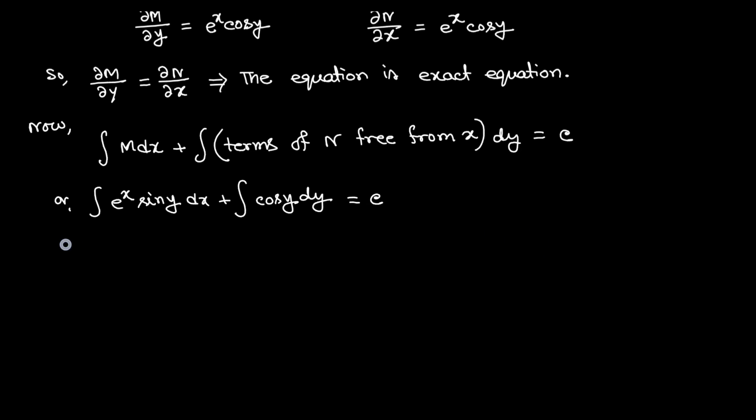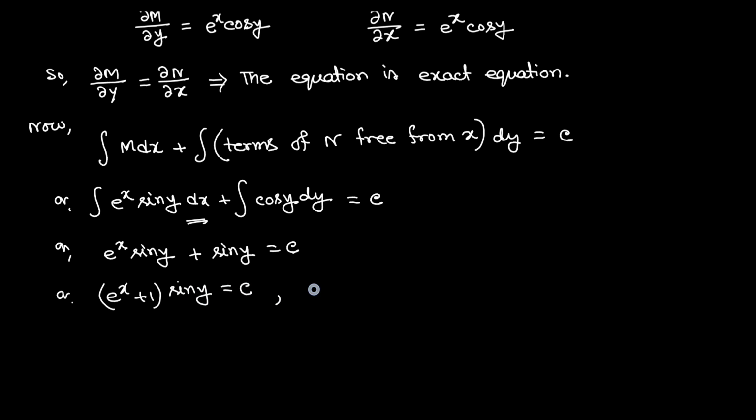Now just integrate. The first integration is with respect to x, so sin y will be constant, so this will be e to the power x sin y plus, here the integration is with respect to y, and the integration of cos y is sin y, this is equal to c. So what is the answer? (e to the power x plus 1) into sin y equals c. This is the answer, and c is the integrating constant. Okay, this is the solution.